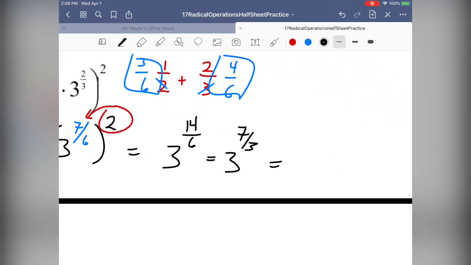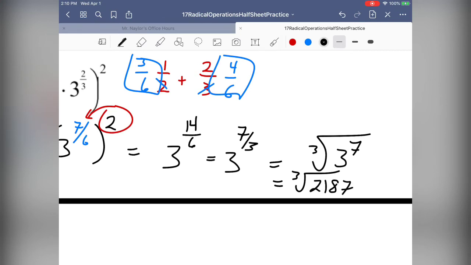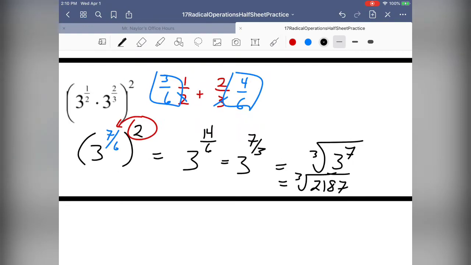Now, if you were told to write this as a radical, you could do it. You could write it as the third root of 3 to the 7th. And 3 to the 7th, if you had a calculator, is a big giant number because it's 3 times 3 times 3 times 3 times 3 times 3. I lost track. It's 7 of those, and that gives you 2,187.